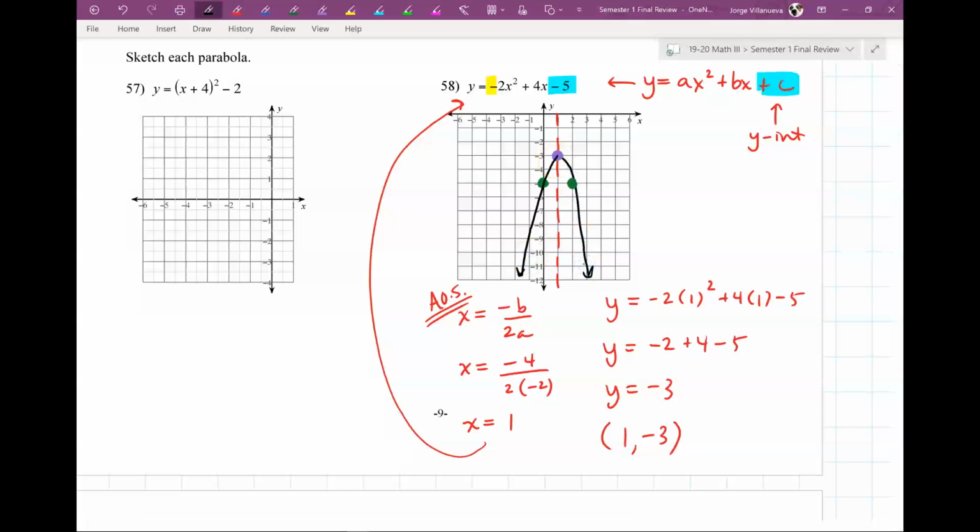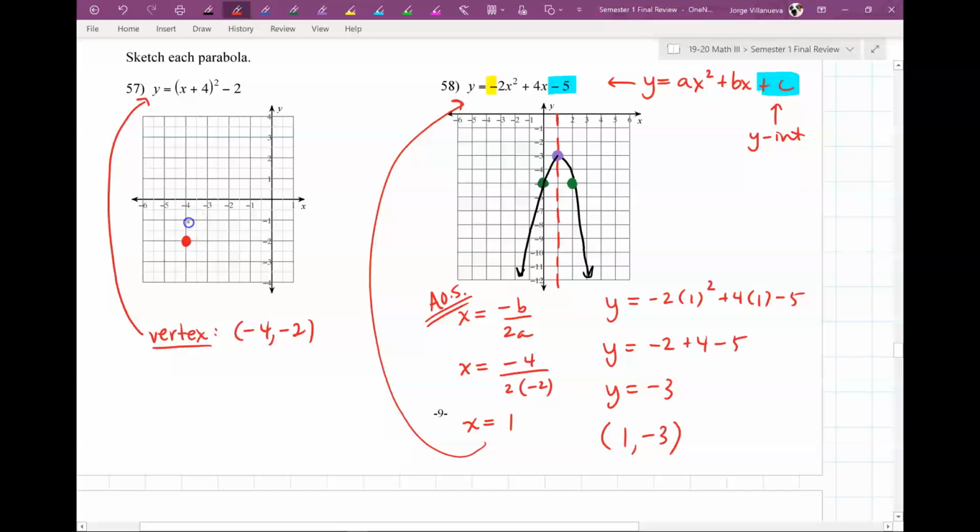Now, let me give you a couple seconds to finish writing that out. But let me just show you how 57 is and how easy it is to do that graph if it's in that form. Because 58 is in standard form, 57 is in vertex form. So let me show you here. Number 57, according to this equation, my vertex is -4, -2. Remember, it's always the opposite of what's inside the parentheses, and then the number on the outside. So -4, -2.